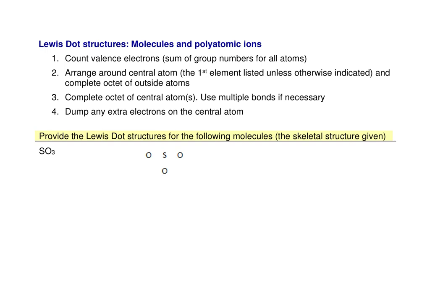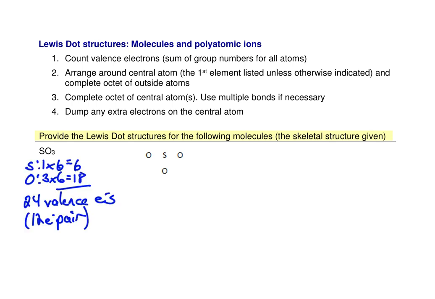As always, the first step is to count up the valence electrons. Next, we want to connect the outside atoms to the center atom, and that's going to use 3 of our 12 electron pairs. Now we complete the octet of the outside atoms.